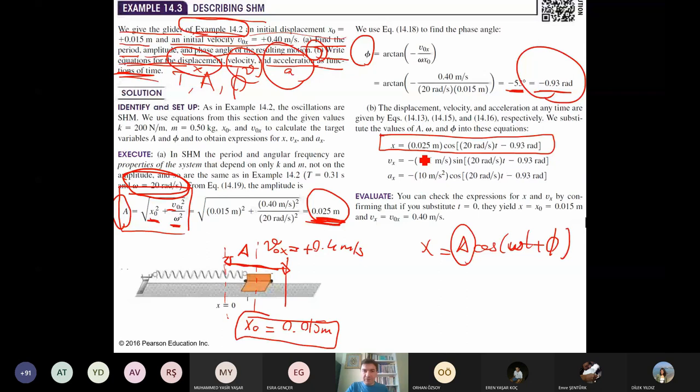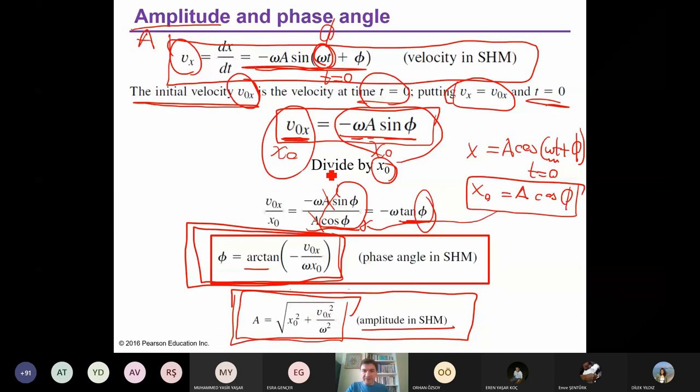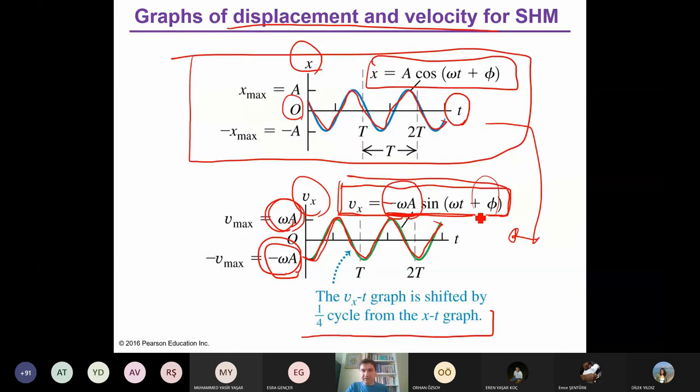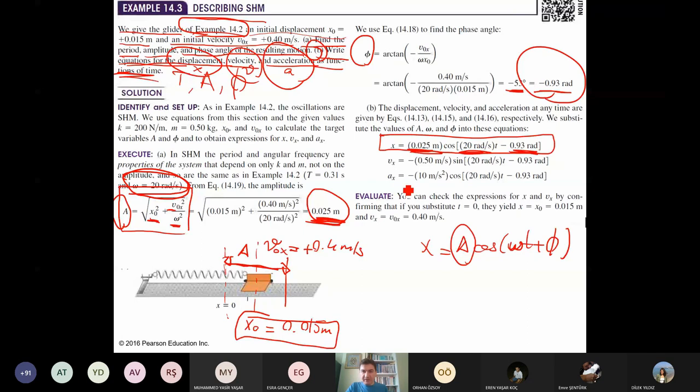This is the formula for the velocity: negative omega A sine of omega t plus phi. We have calculated phi, we have calculated omega, we have calculated amplitude. Just put all the calculated values, then you can write the velocity as a function of time, and x as a function of time. In the same way, you can also calculate acceleration as a function of time. Do you have any questions?